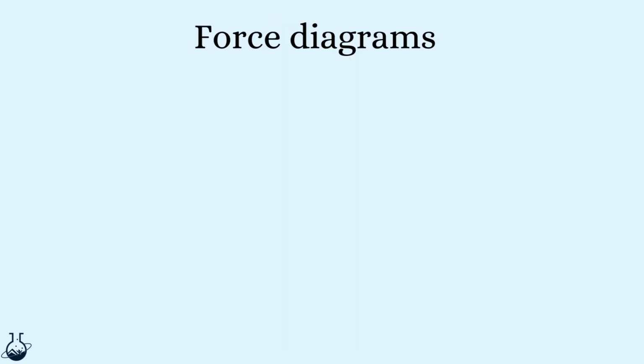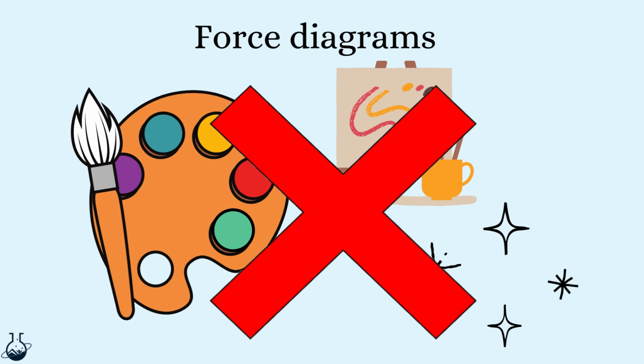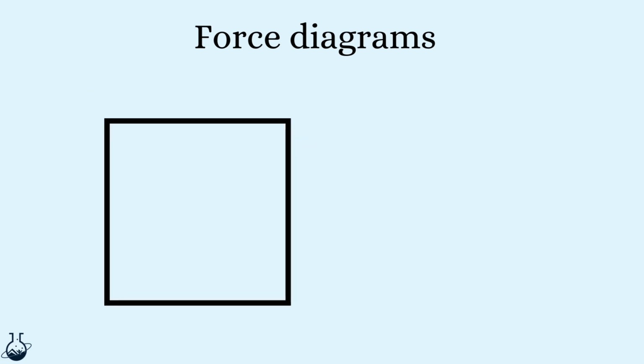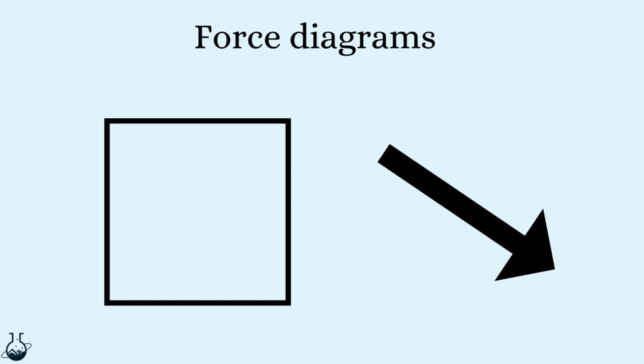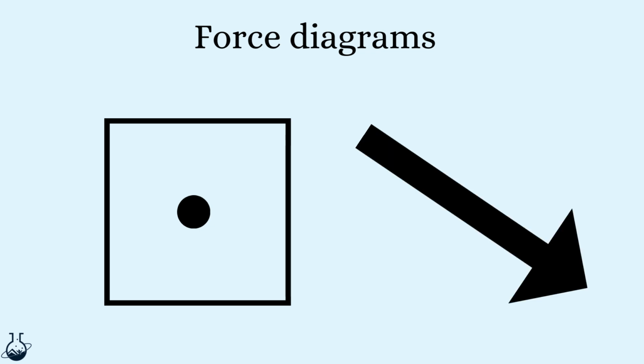We use force diagrams. Don't worry, you do not need to be an artist to draw these. All you need is a box instead of the object, an arrow or two, and a dot, preferably in the centre of the box to show the centre of mass. The size of the arrow indicates the size of the force, so a small arrow means a smaller force, and a larger arrow means a larger force.